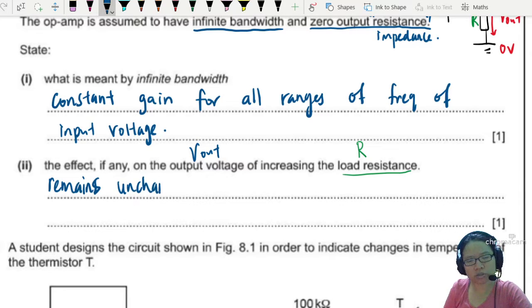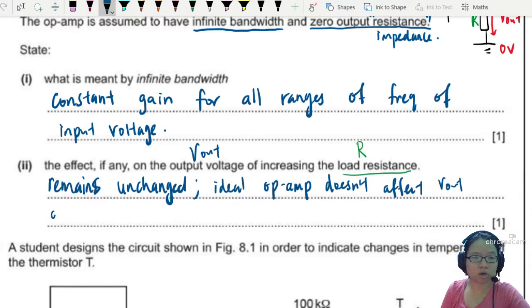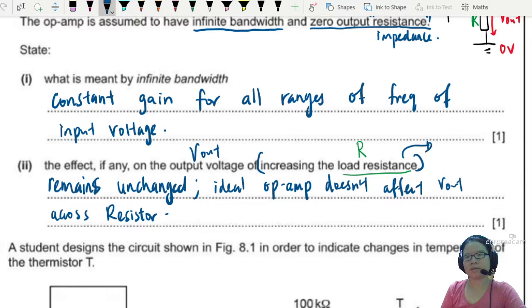Remains unchanged because the op-amp, or an ideal op-amp, doesn't affect the V out across the resistor. So you increase the load resistance, the only thing that will happen is that the current will decrease.